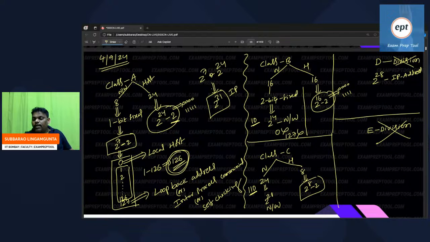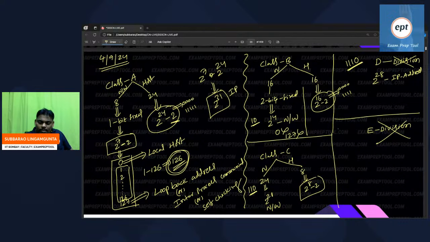In class D, 4 bits are fixed. So 2 power 28 IP addresses. Here also 4 bits are fixed. Who are those 4 bits? 1110.